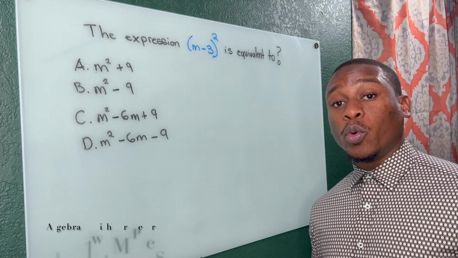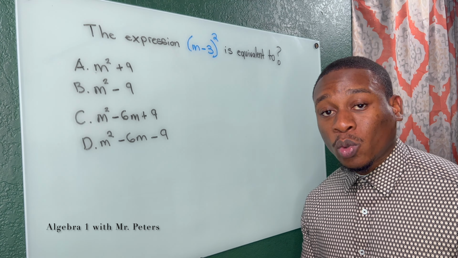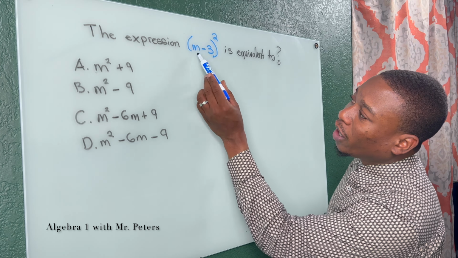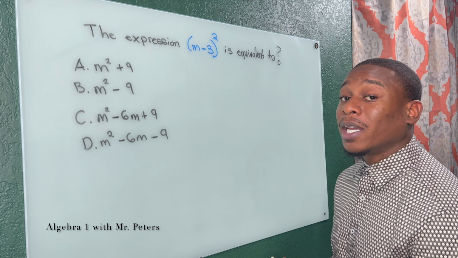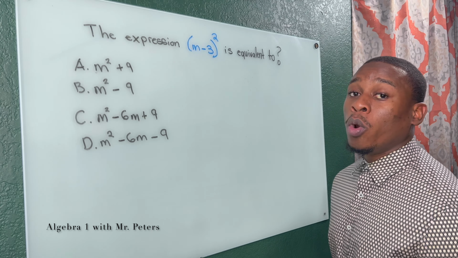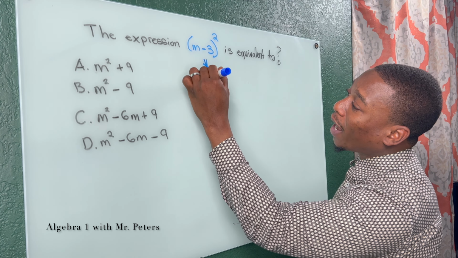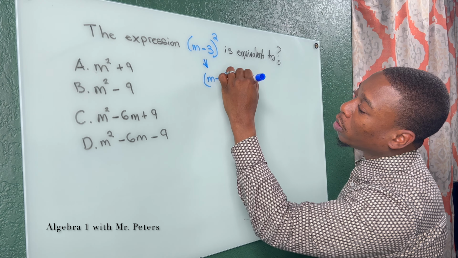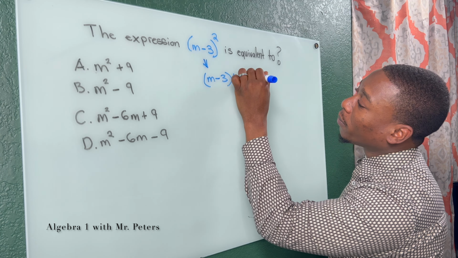Starting this video off, everyone, we have to understand how to expand a binomial. And when we expand a binomial, we're not just taking what's inside and taking it to the second power. No, we want to write this binomial out and then actually FOIL to solve, right?